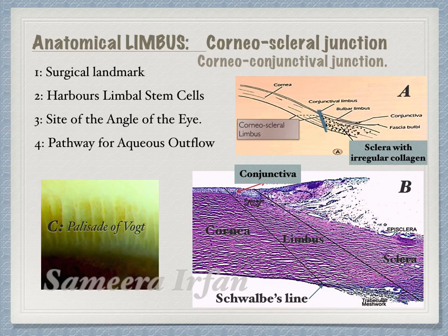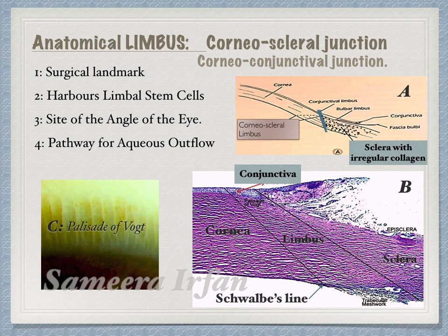Now, coming to the anatomy of the limbus, which is an extremely important structure, and its significance is fourfold. Number one, it is an important surgical landmark for every surgeon. Number two, it harbors the most important limbal stem cells that are crucial for corneal healing. Number three, internally, the limbus is the site of the angle of the eye, which has important structures like the iris root and the ciliary body. And number four, it forms the important pathway for the drainage of aqueous.